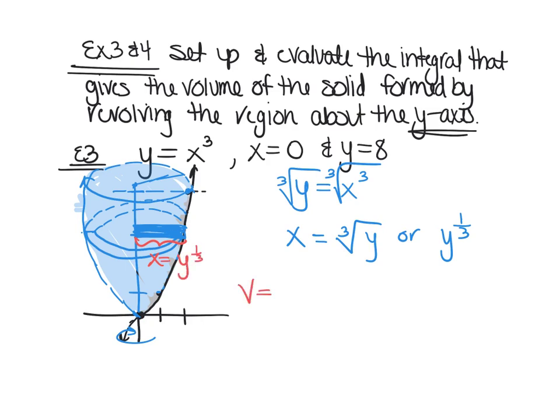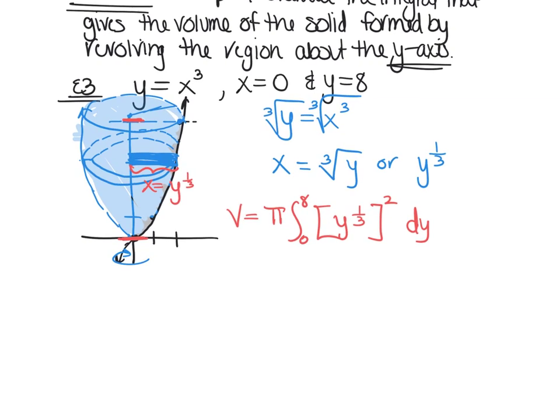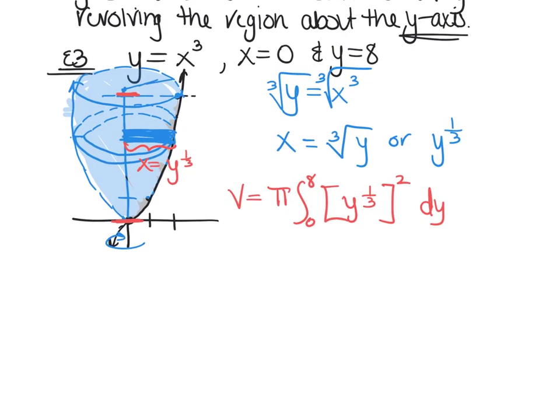So when we go to do our volume, we have pi. Now our boundaries are from our lowest y, which is 0, to our highest y, which is 8. Our radius in terms of y will be y to the 1/3. We're going to square that, and we're in the direction of y, so dy is the height of each cylinder, the change in y. Let's take care of the squaring part, and otherwise you're just using your power rule.